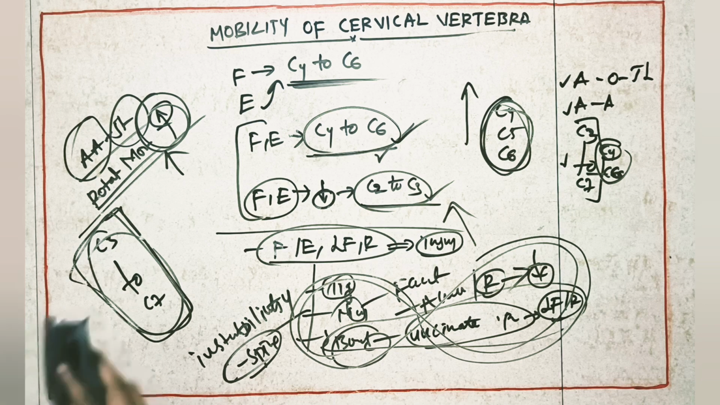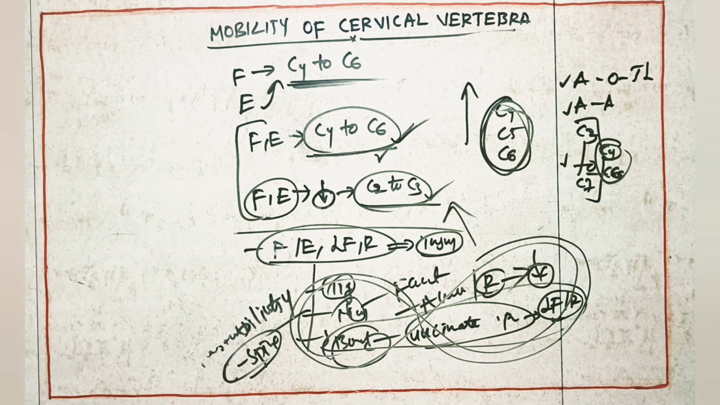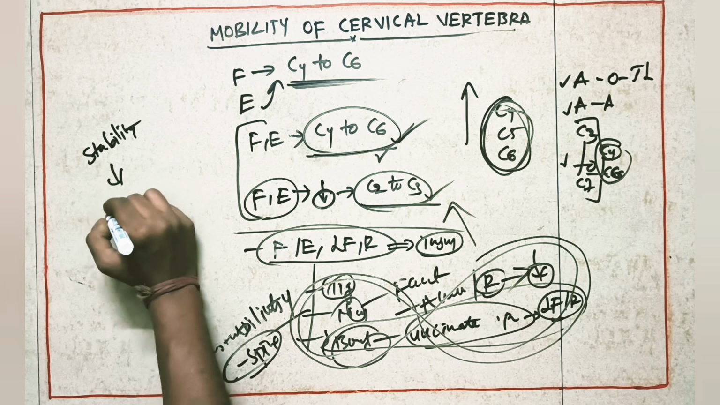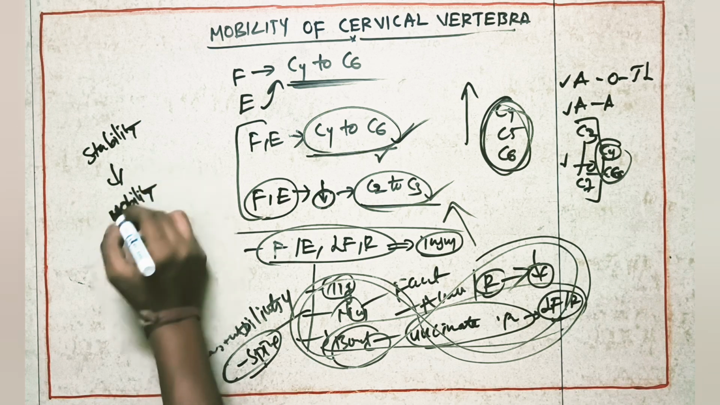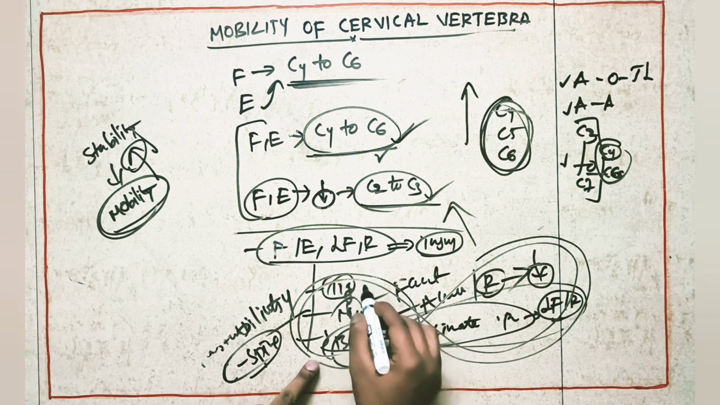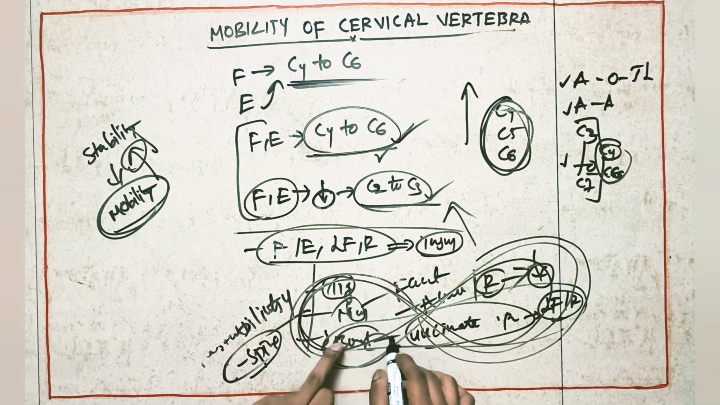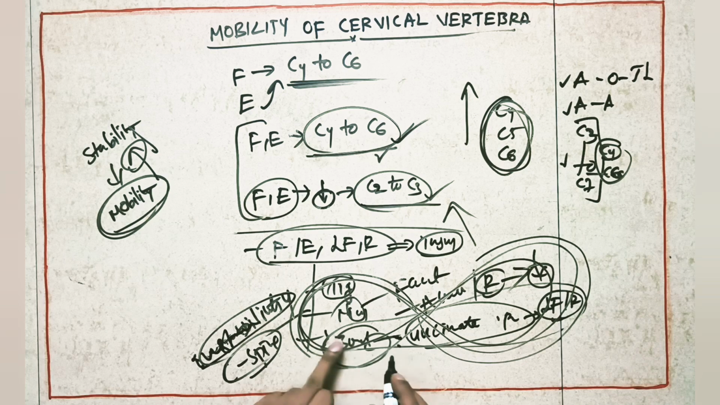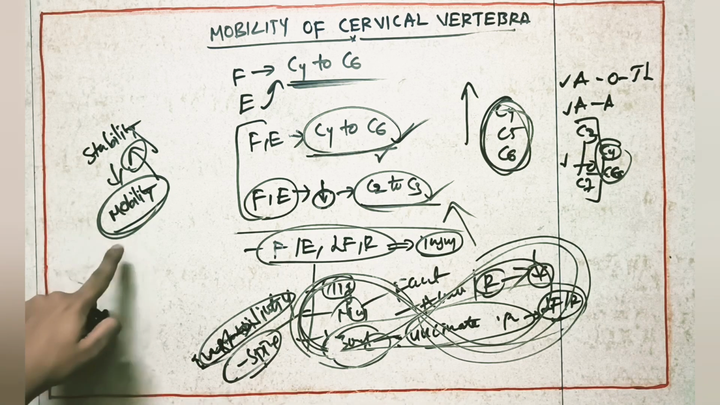Before going anywhere in our biomechanics of mobility, first we should understand what stability is. After that only we should come to mobility. If we need the best mobility, first we need good stability. That's the point here. All these structures provide stability. If they do not provide stability, then it will go to instability. So first we should understand stability, then only mobility.